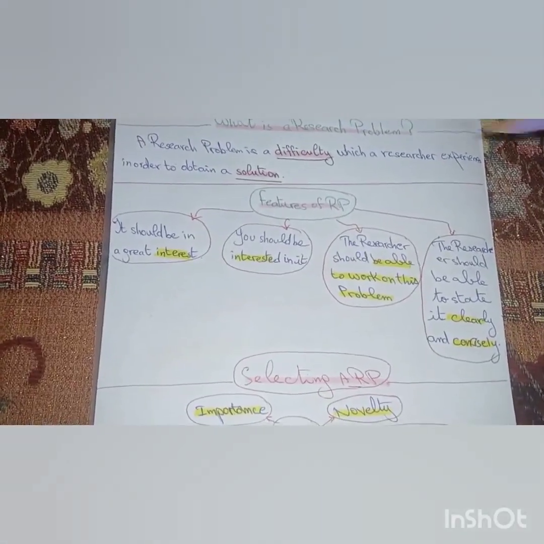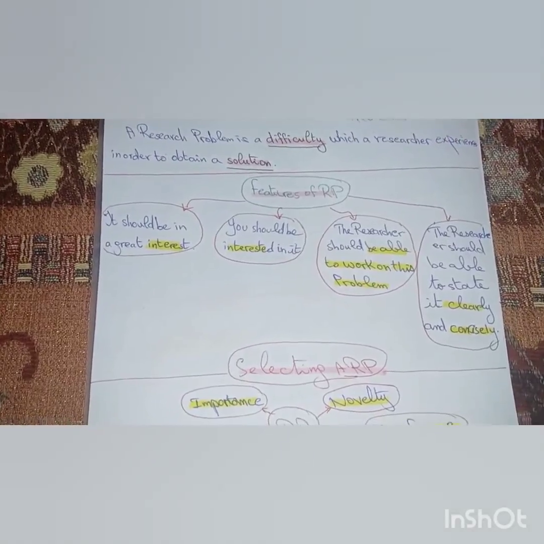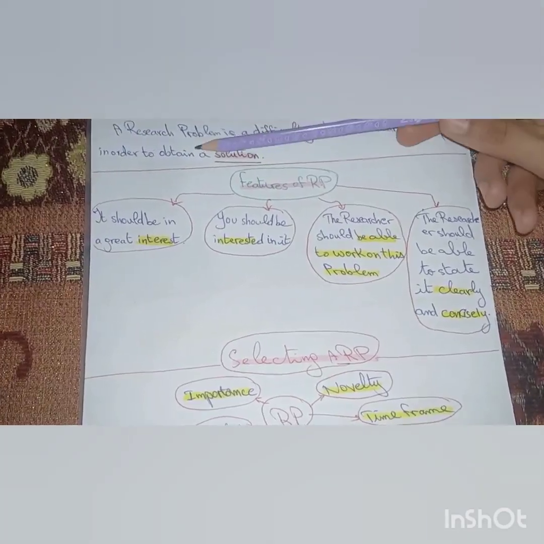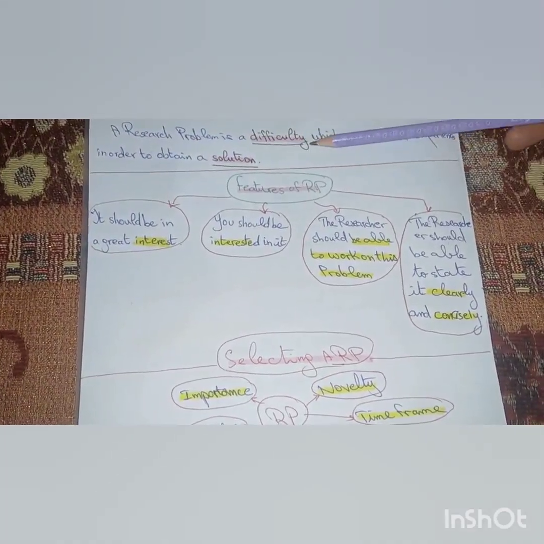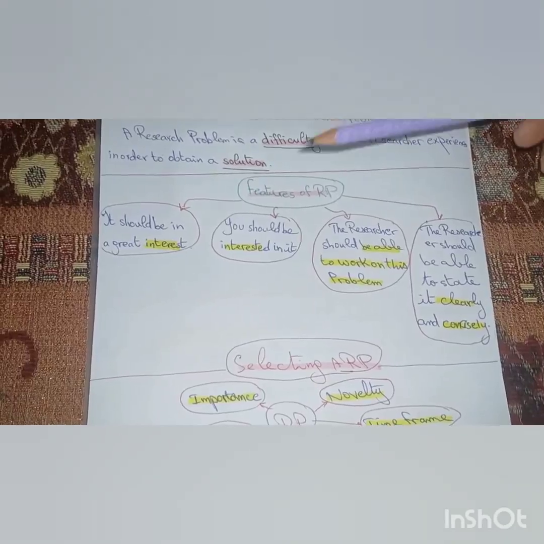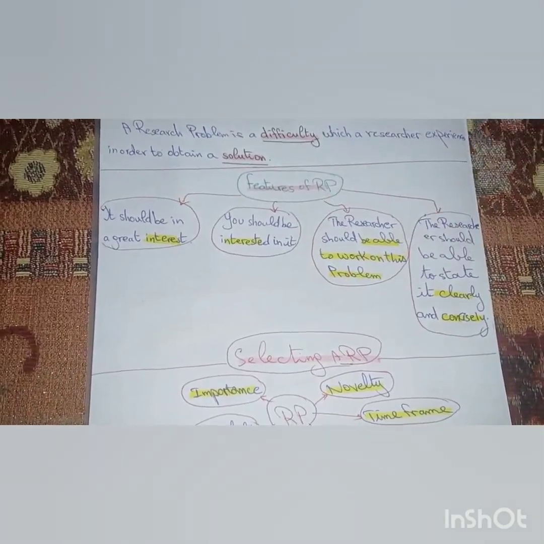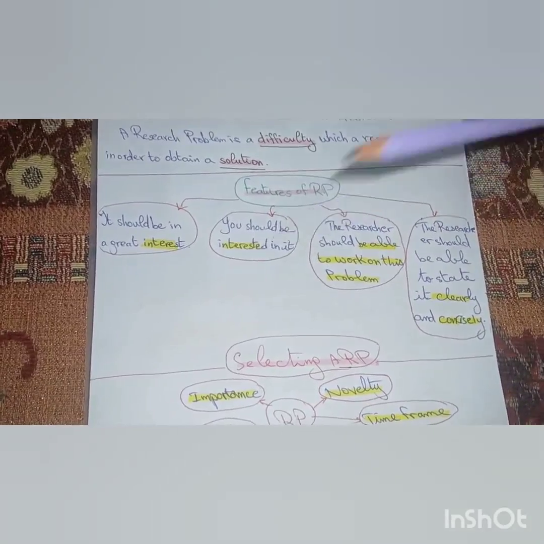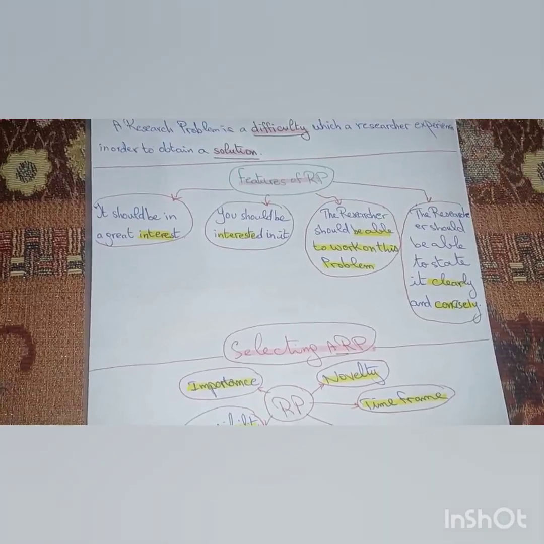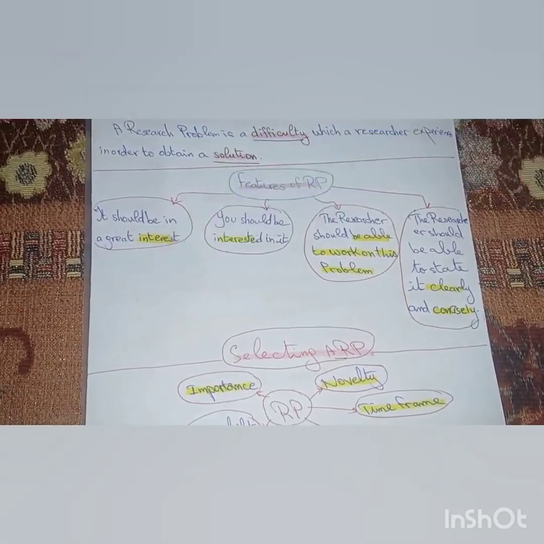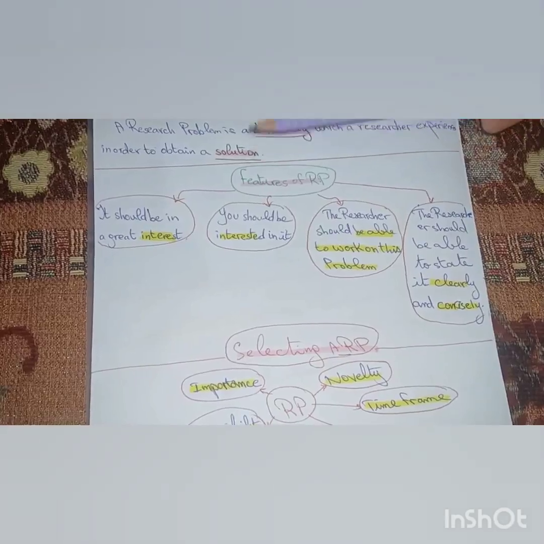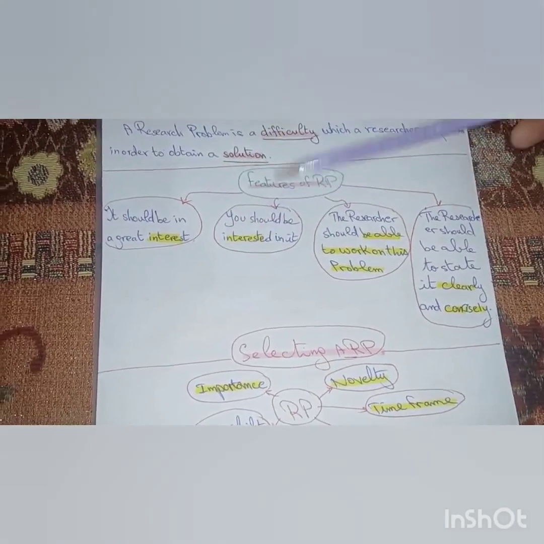So we will move to another thing, which is what is research problem. Research problem is a difficulty which a researcher experiences in order to obtain a solution, where the researcher is looking for information or something. He struggles, he falls into a difficulty or obstacle, and that difficulty is a kind of research problem that he tries his best to solve or find a solution for.